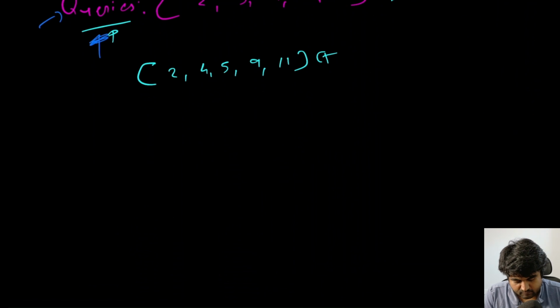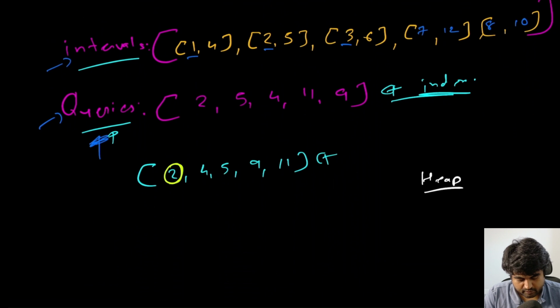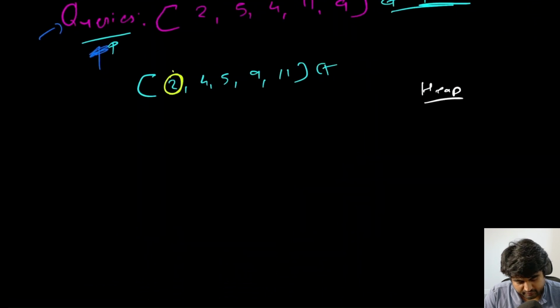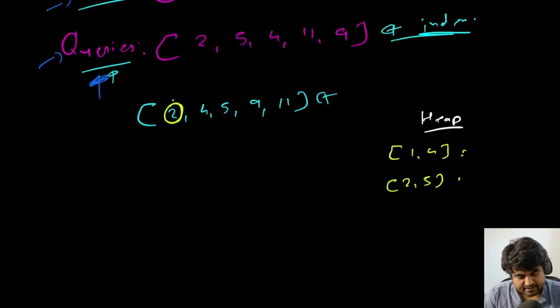Now let's see how our heap is going to look like and what values the heap is going to contain. Okay, so first thing is we will try to process query number 2. In order to process query number 2, let's see what nodes can contain query number 2, and there are two nodes. First node is value 1 and 4, and second node is value 2 and 5. Now if we see the size of both of these, size is going to be 4 for each one of them, so we can just store them as they are.